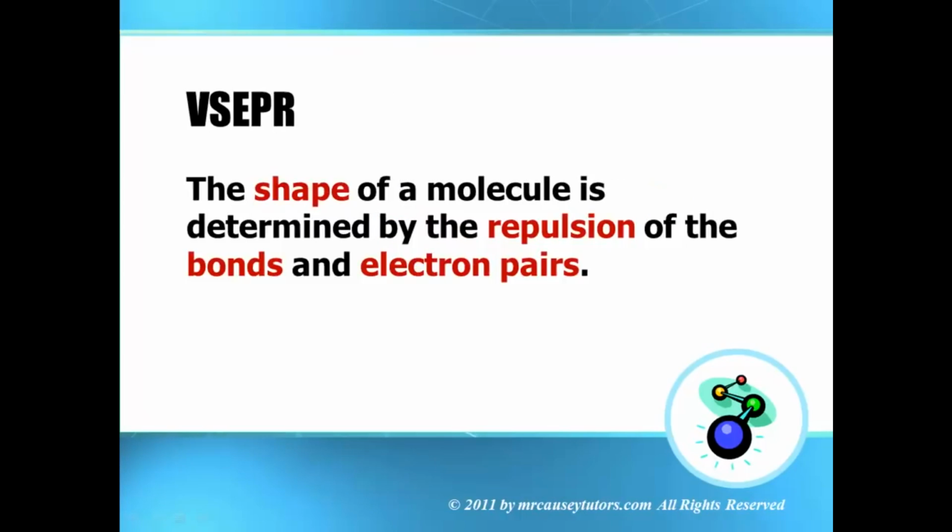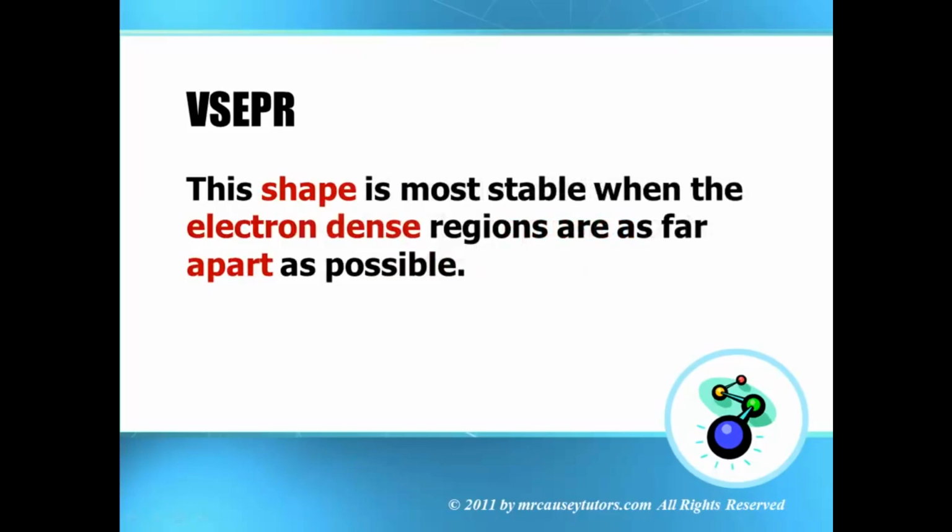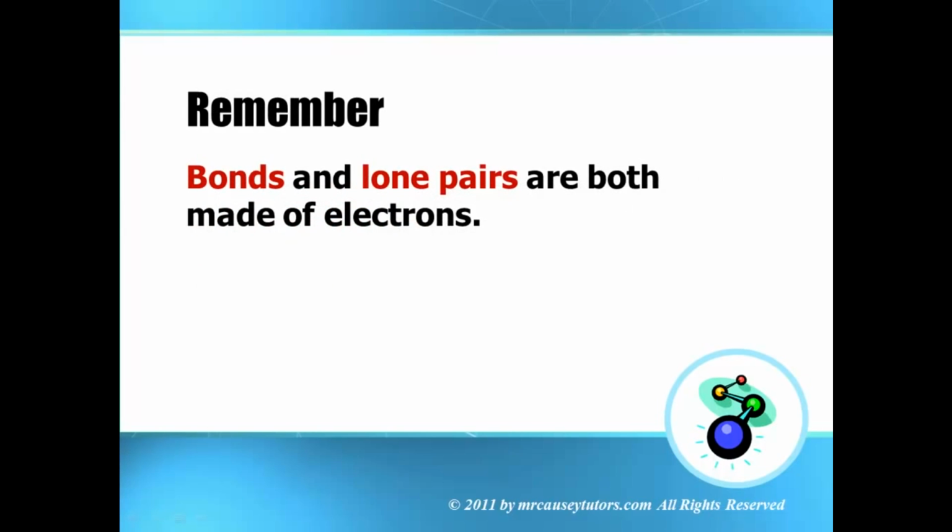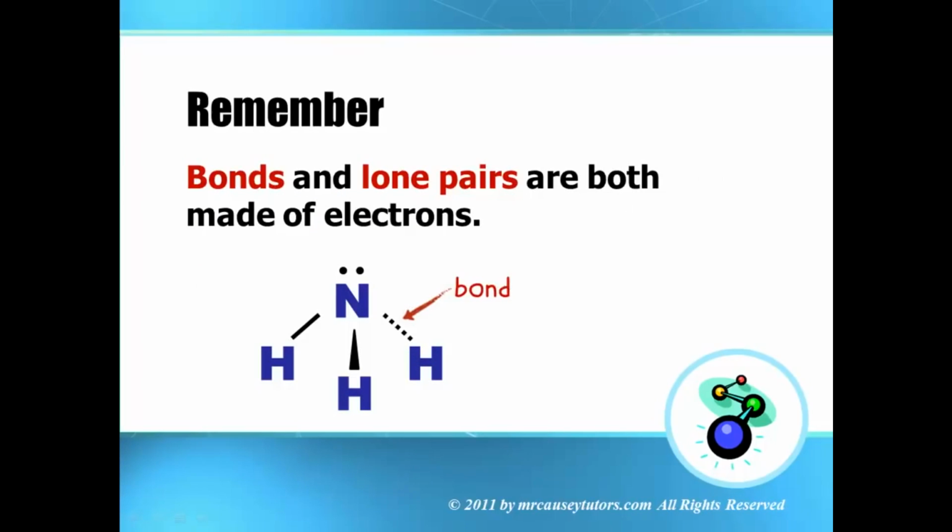theory. And the VSEPR theory states the shape of a molecule is determined by the repulsion of the bonds and electron pairs. This shape is most stable when the electron-dense regions are as far apart as possible. Remember, bonds and lone pairs are both made of electrons. And that means they're both negative regions.